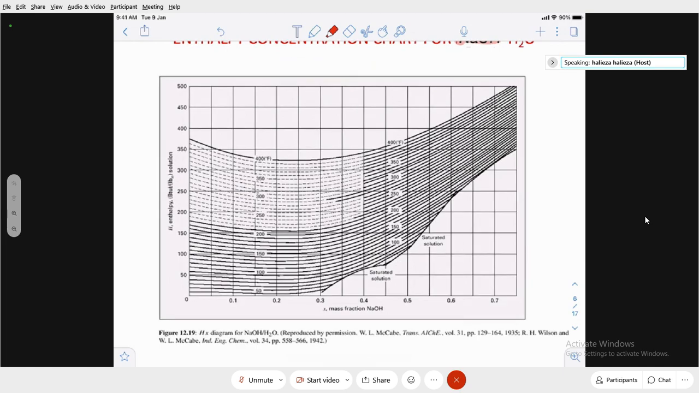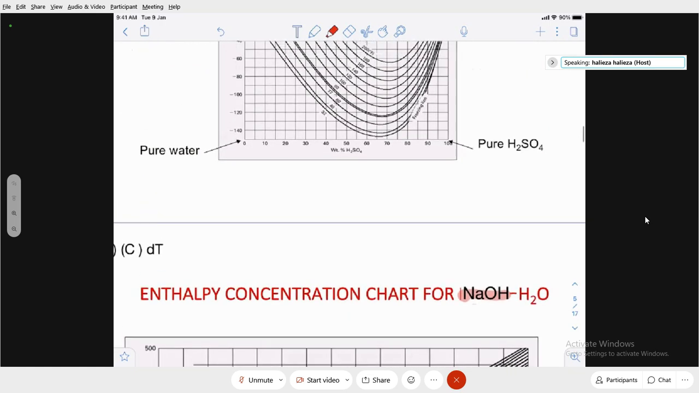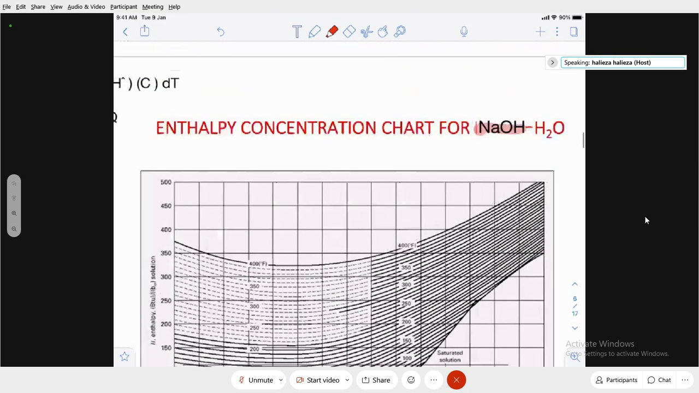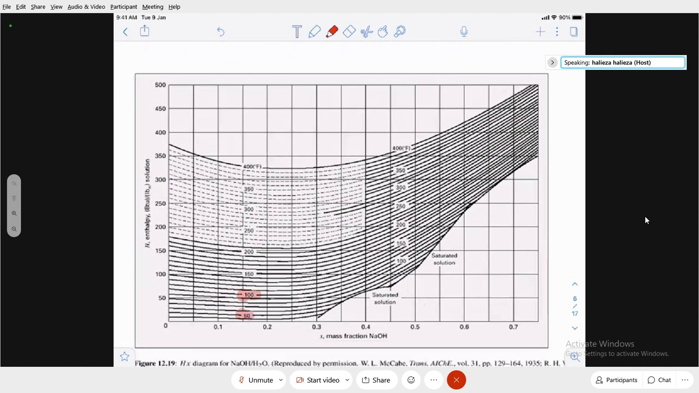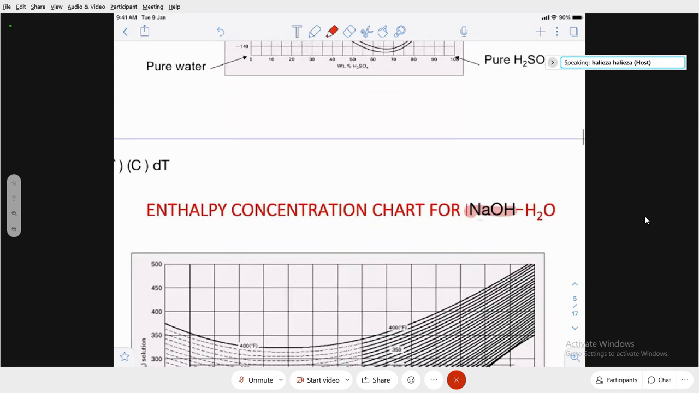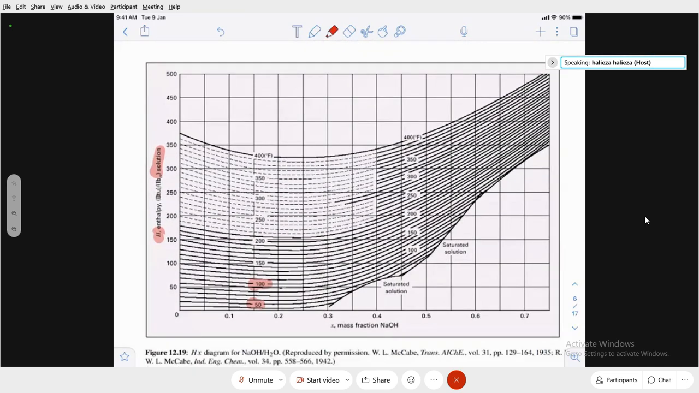Your graph looks a bit different from sulfuric acid, but it's actually the same in terms of mass fraction. Over here you have mass percent, and in this graph you have mass fraction. You have your temperature isotherms, and over here you also have your temperature. This is the temperature given. And then your enthalpy. Both of them are in BTU per pound mass of solution, so it's the same thing. It's just that it is referring to sodium hydroxide instead of sulfuric acid.